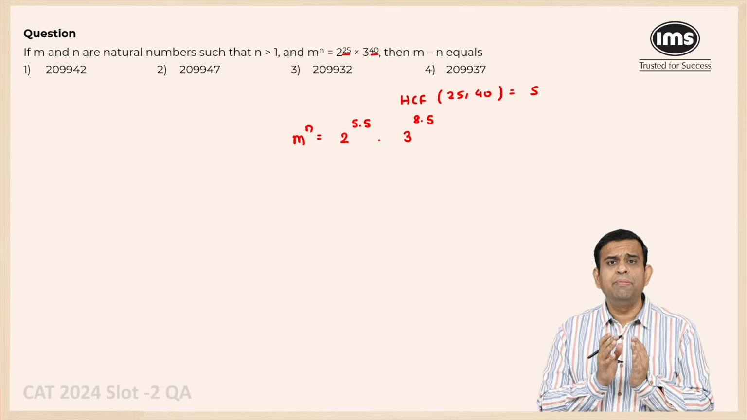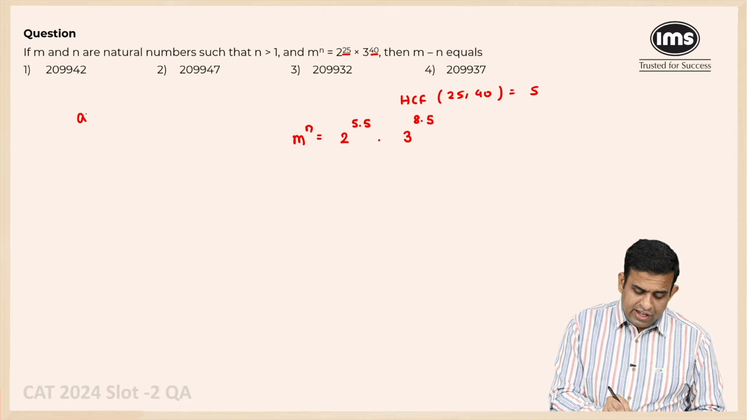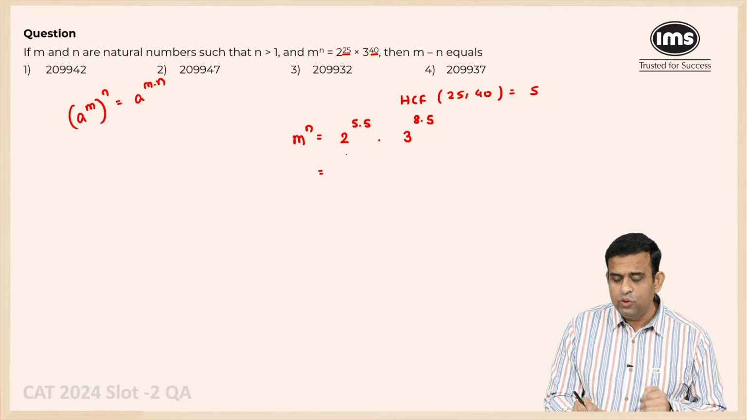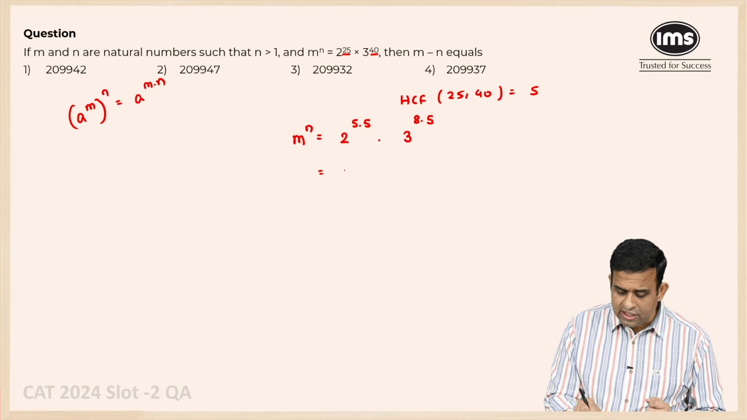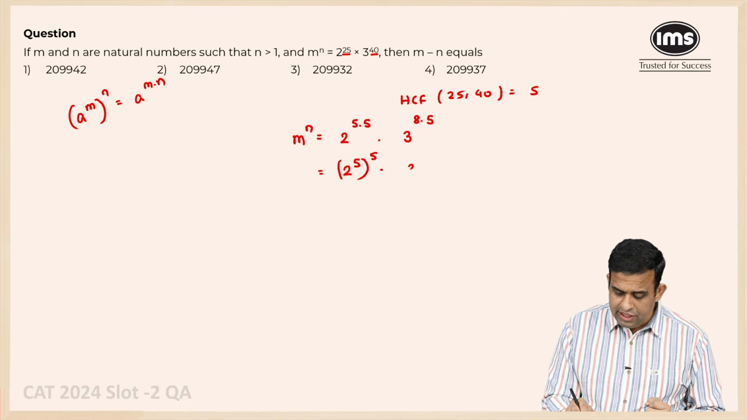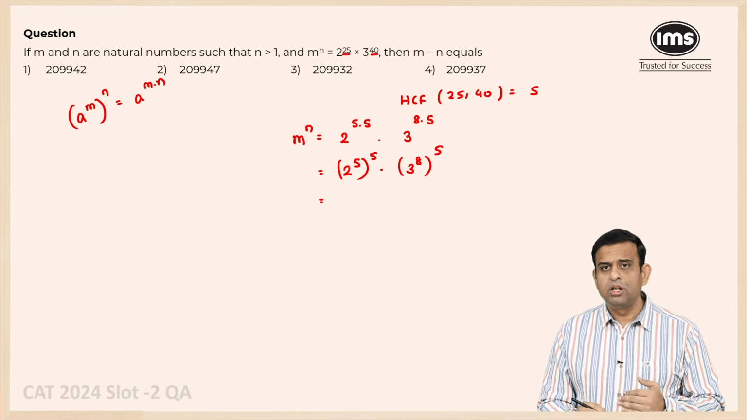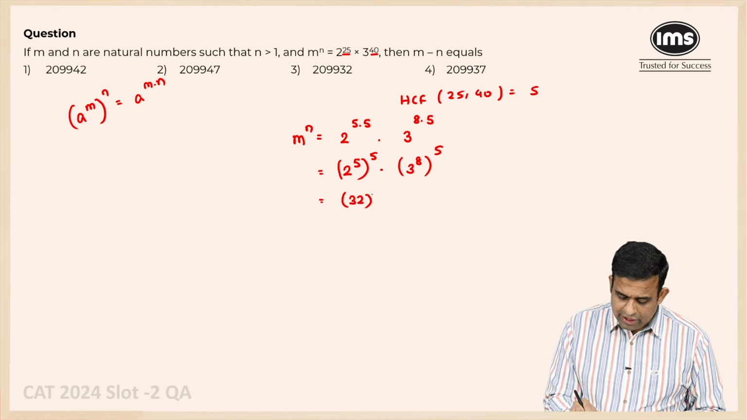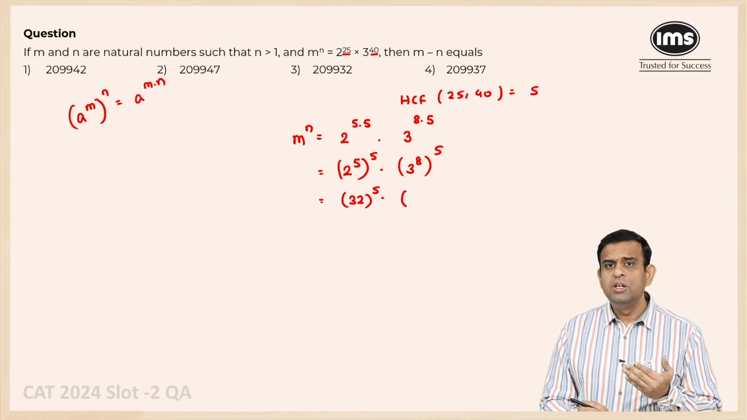And now understand the basic law of indices: a raised to m whole raised to n is equal to a raised to m times n. So now I can clearly see that 2 power 25 I can rewrite as 2 raised to 5 whole raised to 5, and 3 power 40 I will write as 3 power 8 whole raised to 5. Now, 2 power 5 is nothing but 32, so 32 raised to 5 into 3 power 8.